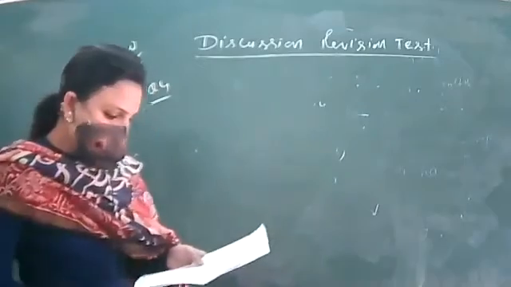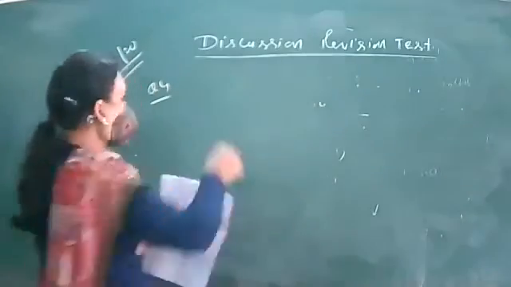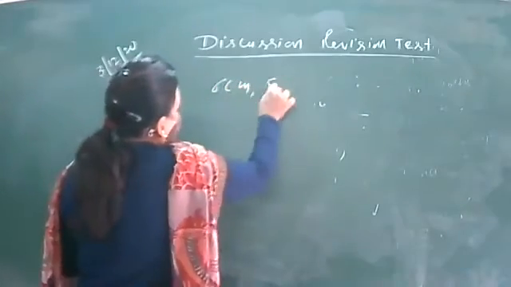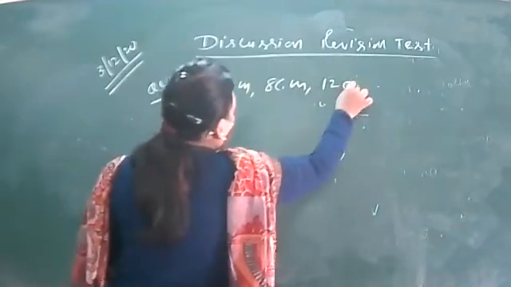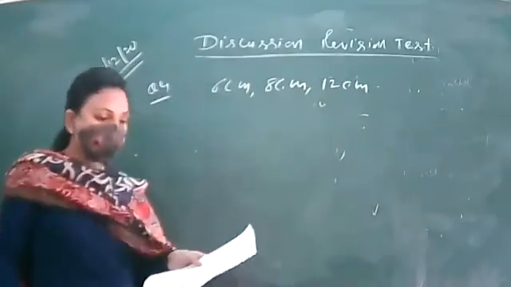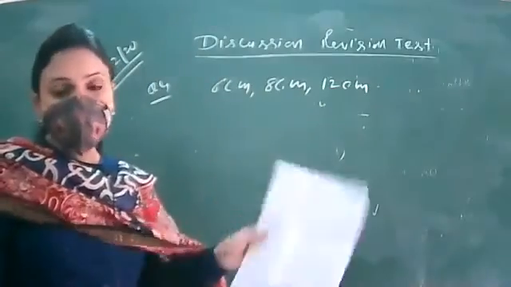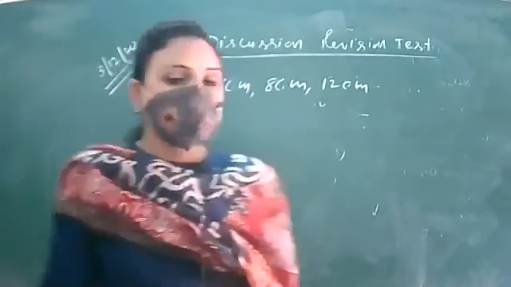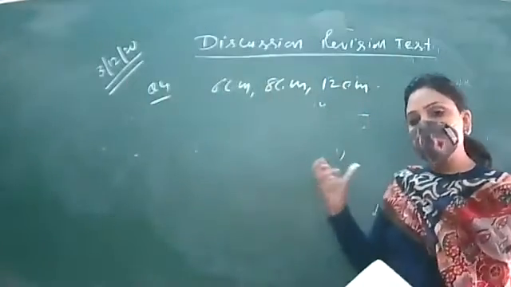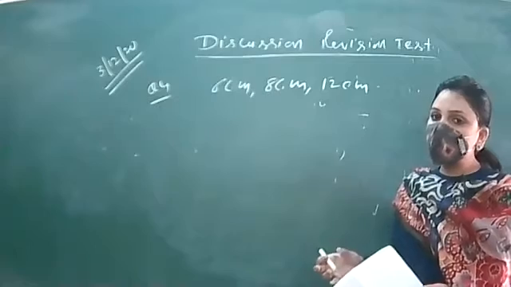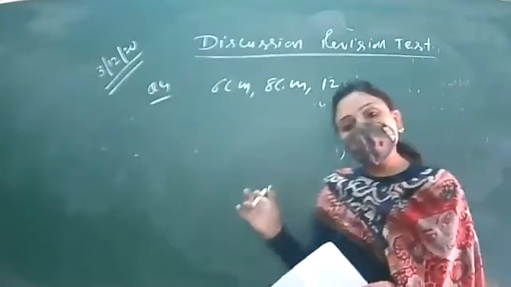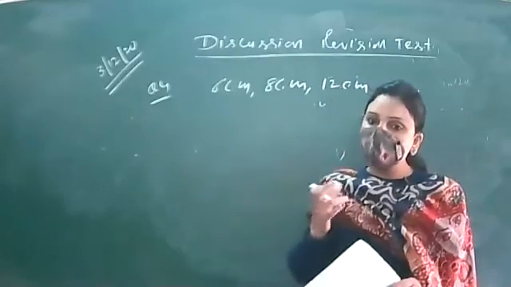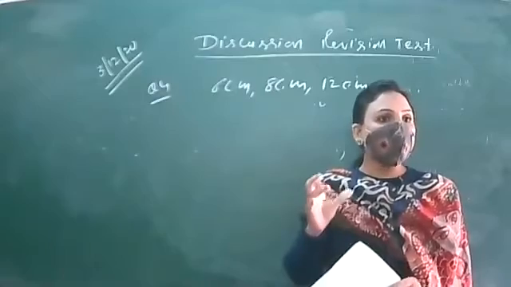Is it possible to construct a triangle having the sides 6 centimeter, 8 centimeter and 12 centimeter? Is it possible to have a triangle with these sides? So here one property of the triangle will be used to find the answer to this question. What is that property? In a triangle, the sum of two sides should be greater than the third side, the sides taken in order.